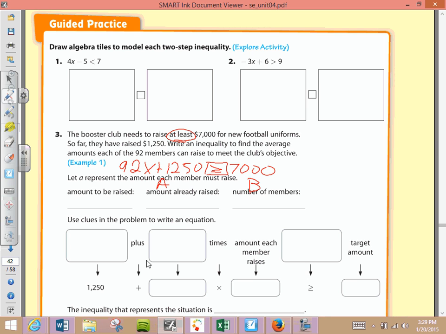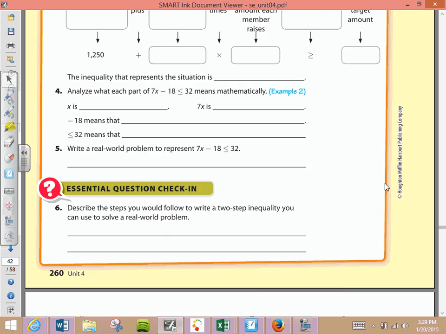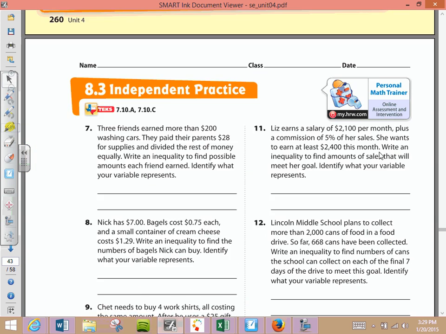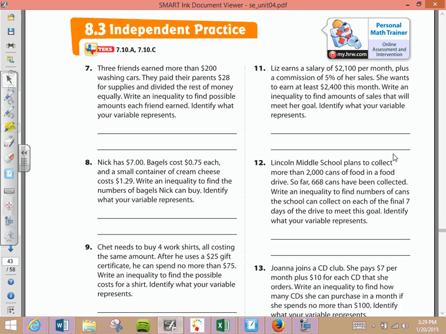Do you have any questions? No? All right, let's do number 7 together. And this whole page is going to be your homework. Pay attention so at least you have one right, in case you completely lose it. Here we go. Don't worry, I'll wait until you're all done. When the bell rings, we're not done with it.